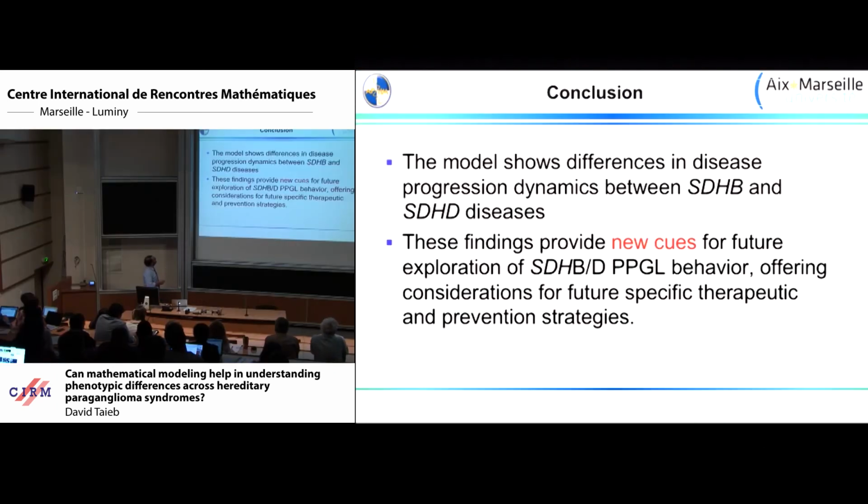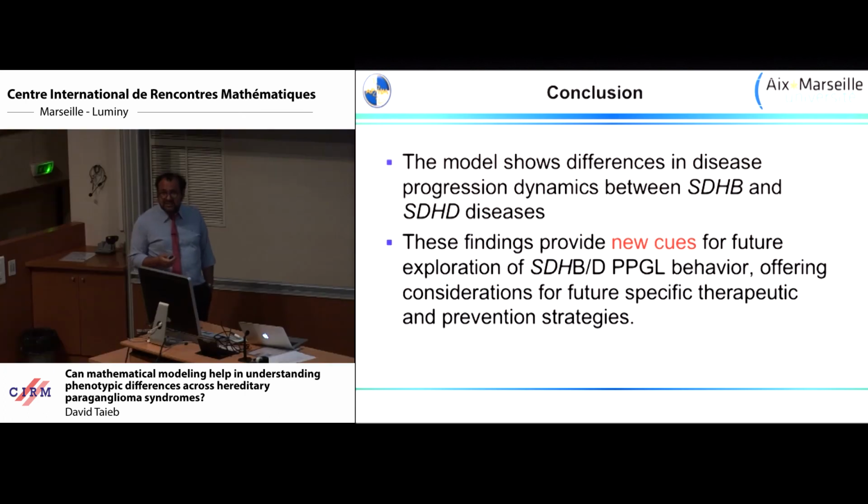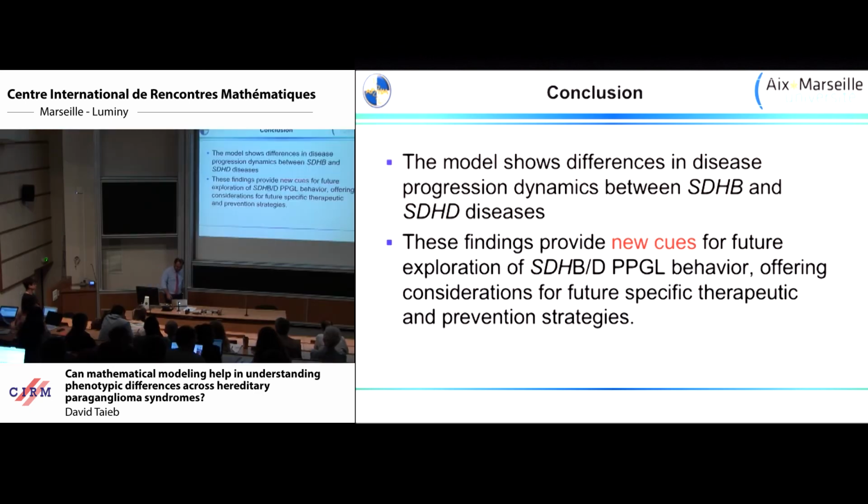So in conclusion, the model shows differences in disease progression dynamics between SDHB and SDHD disease, and this finding provides new cues for future exploration of B and D related paraganglioma behavior, offering consideration for future specific therapeutic or prevention strategies. Thank you.